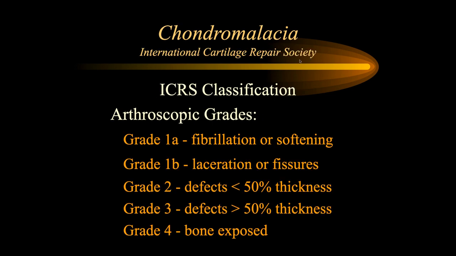So another one is the ICRS classification. Again, this is also arthroscopic. Here they change grade 1 into 1A and B, fibrillation or softening, laceration with small fissures. Grade 2 are defects, but they're less than 50% thickness, grade 3 are defects greater than 50% of thickness, and grade 4 shows exposed bone. So it's very similar to the Outerbridge classification. I would think it would be difficult arthroscopically to differentiate just exactly what percentage of thickness is involved.